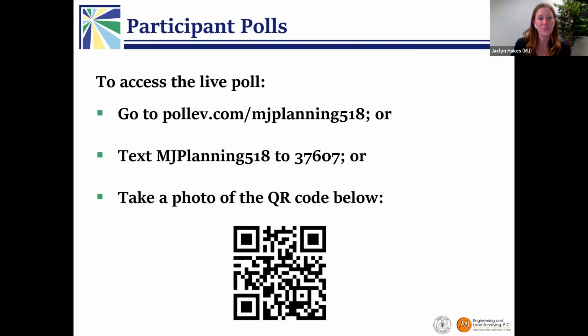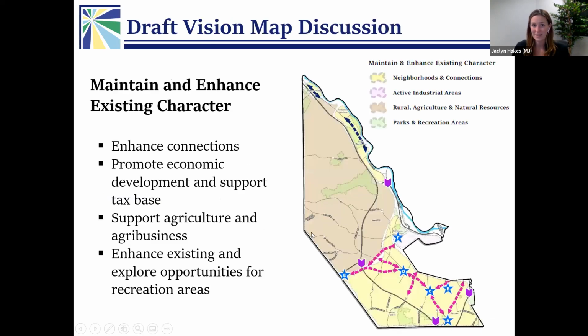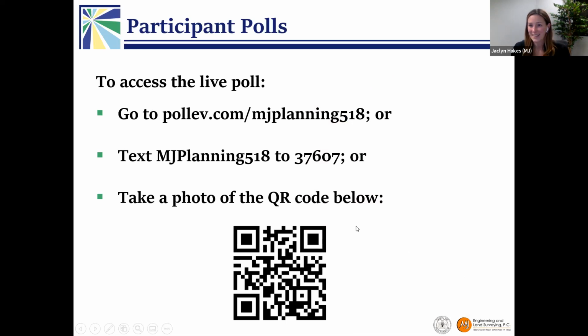All right, again, you can take a photo of that QR code at the bottom of your screen, text MJ Planning 518 to 37607, or go to pollev.com/MJ Planning 518. Okay, so I'll give everybody just another moment. I'll look to the panelists to give me a thumbs up. Is that enough time for everybody to log on?